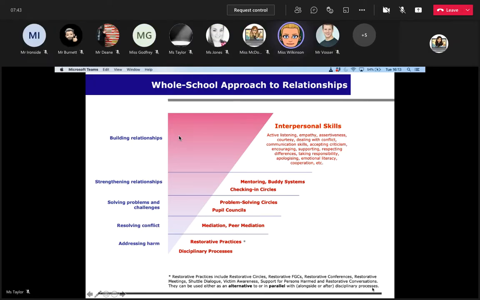We might be telling a parent that that young person has been doing great because there's no referrals, but if we can see that there are a lot of restorative conversations happening, we know that that low-level disruption is happening, so we can address that with the young person.